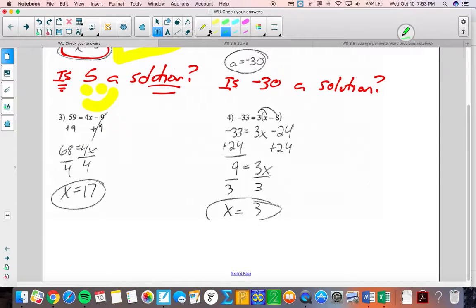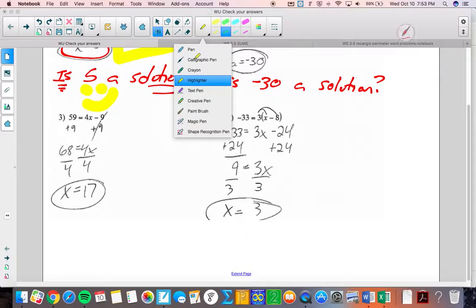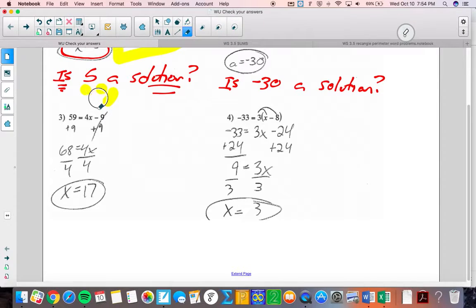This is so gratifying. On number 3, I got 17. So I go back to the original equation and I substitute 17 in place of x. Now make sure you type or you write 4 times 17. Otherwise it looks like 417, and that's not what we mean. We mean 4 times x, so now we mean 4 times 17.